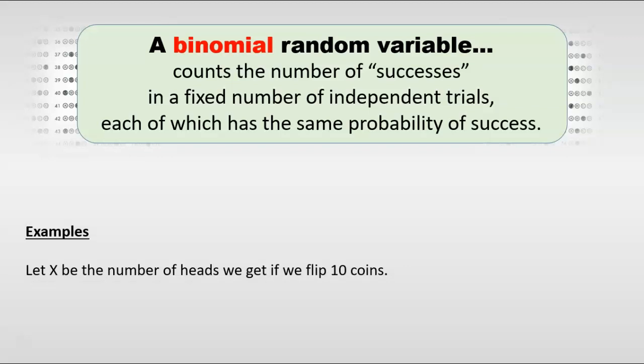And x, our random variable, counts the successes. Moreover, these trials are independent. There's a 50% chance of success for each one, regardless of what happens on the others. Hence, x is a binomial random variable.